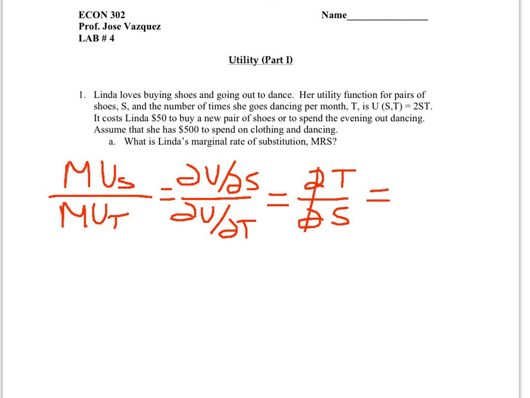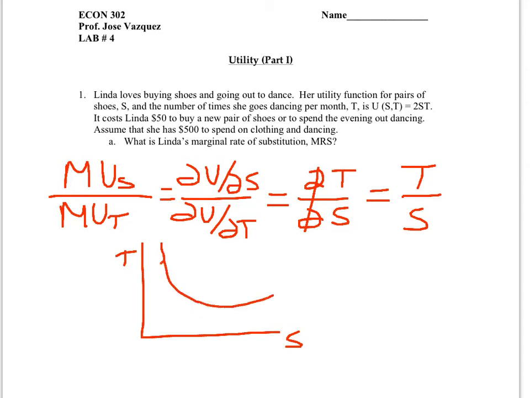2 cancels out. So the marginal rate of substitution for this curve is going to be t over s. And it's going to be t over s along all the curves. So it's going to be t over s at point A, and it's going to be t over s at point B. Okay? Marginal rate of substitution is always the same. The slope of this curve is the marginal rate of substitution for the indifference curve.